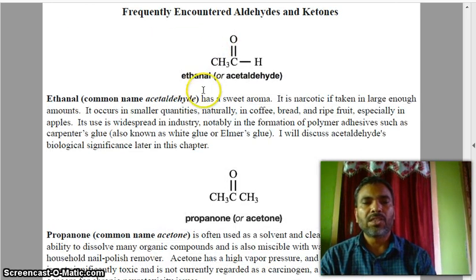Now, acetone, you know very well. We call it propanone. It is often used as a solvent and cleaning agent. It has the ability to dissolve many organic compounds and is also miscible with water. It is used as household nail polish remover. Acetone has a high vapor pressure and is highly flammable. It is not significantly toxic and is not currently regarded as a carcinogenic or mutagenic chemical.